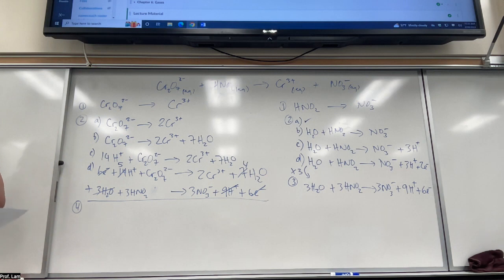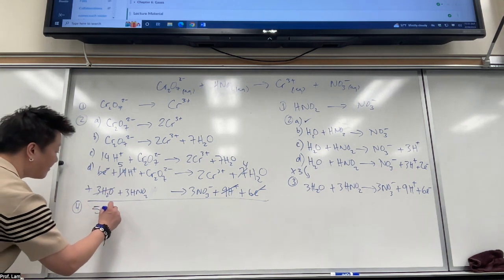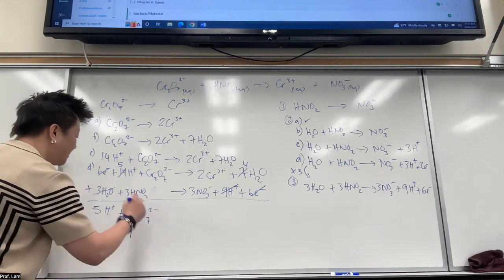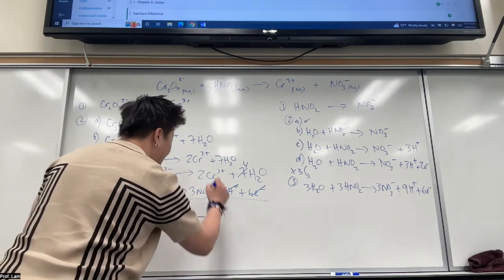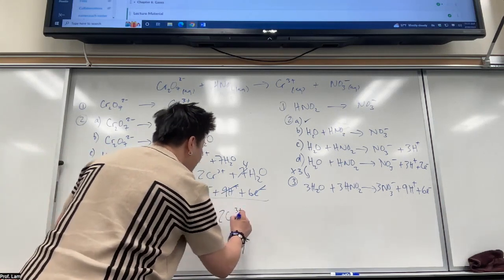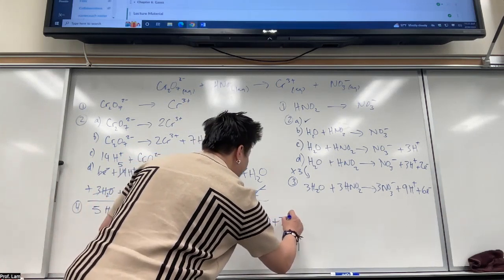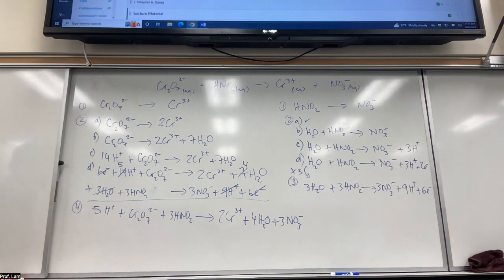So that's what's meant by step 4, right? Add half reactions together, canceling molecules that appear on both sides. So now you have 5H plus, plus Cr2O7 2 minus, plus 3HNO2 goes to 2Cr3 plus, 4H2O, plus 3NO3 minus. All right, does that make sense, guys?